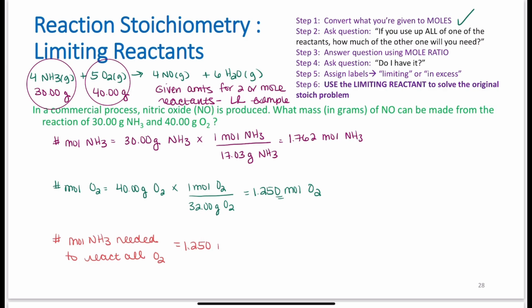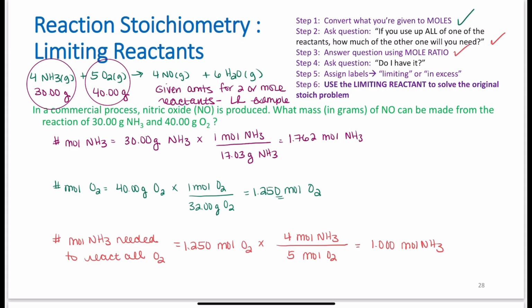I have 1.250 moles of O2. So how many moles of ammonia will it take to react all of that? I need my balanced reaction. I see that 4 moles of ammonia are consumed for every 5 moles of O2 consumed. This tells me that I need 1.000, sig figs here, don't lose them, moles of NH3. So I've done step 2.